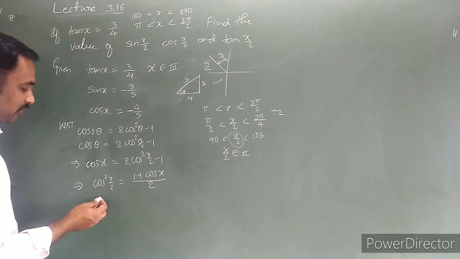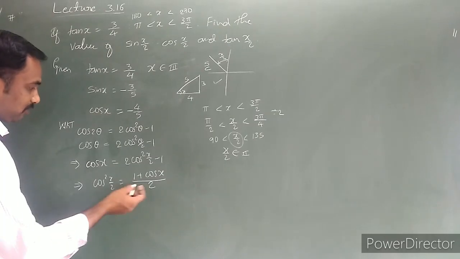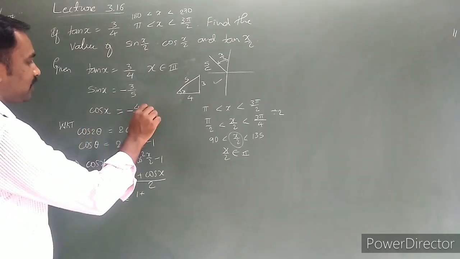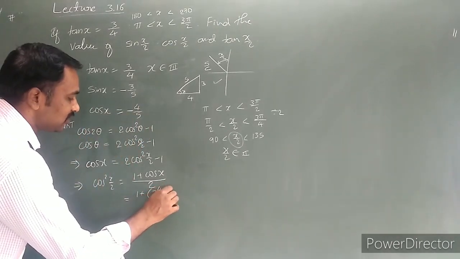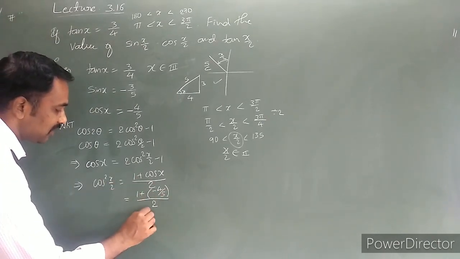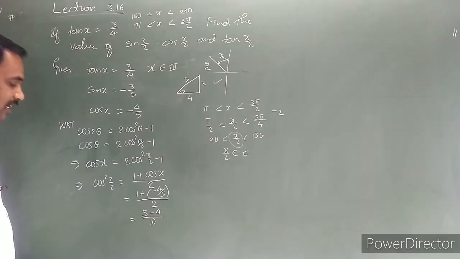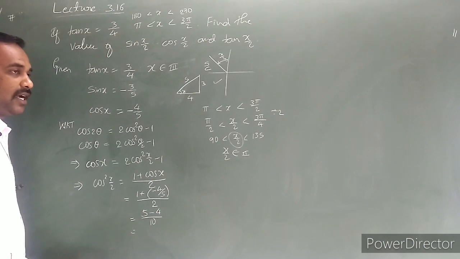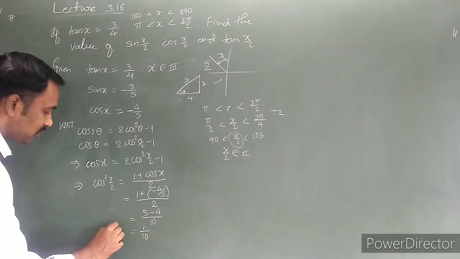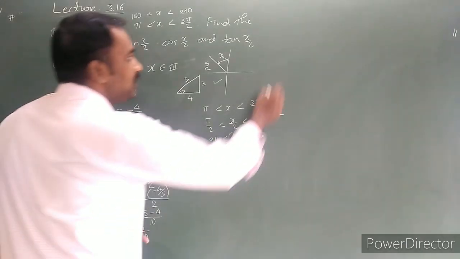Now, which value do we know? Cos of x value, you know that, so we will get the cos of x by 2 value. 1 plus, what is the cos of x? Here is my cos of x, minus 4 by 5, whole thing divided by 2. Simplify, 5 is the LCM in the numerator, 5 minus 4 divided by 5, and taking 5 to the denominator gives 10. What is 5 minus 4? 1, so 1 divided by 10. This is the cos square of x by 2. Cos square of x by 2 value is 1 divided by 10.